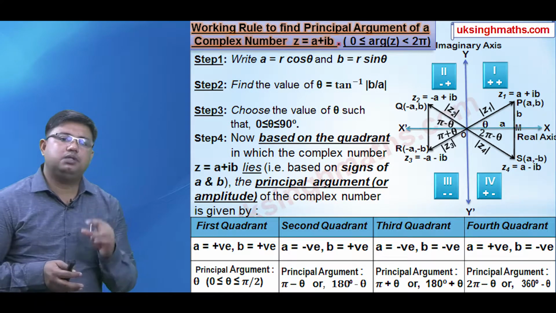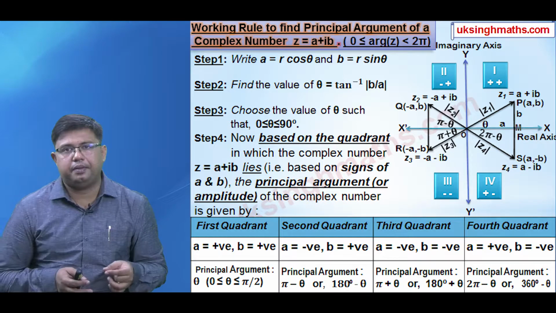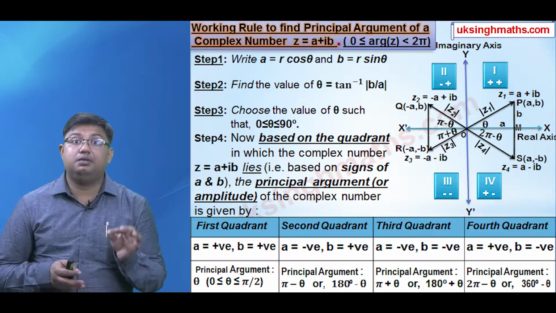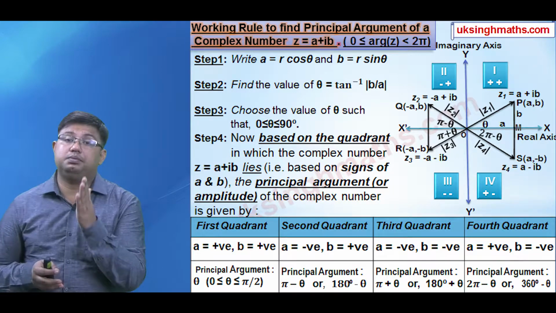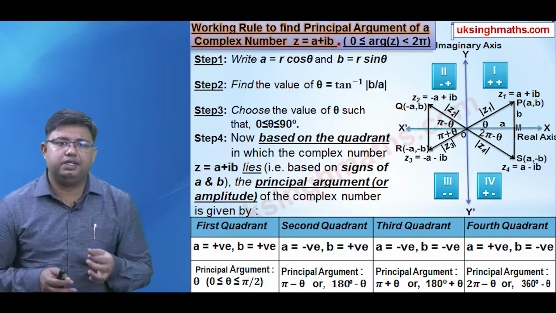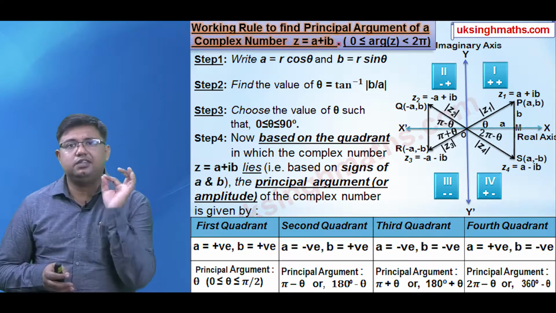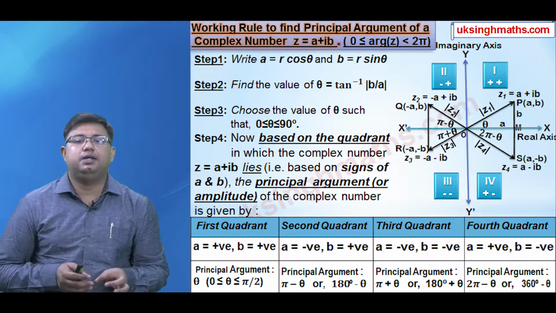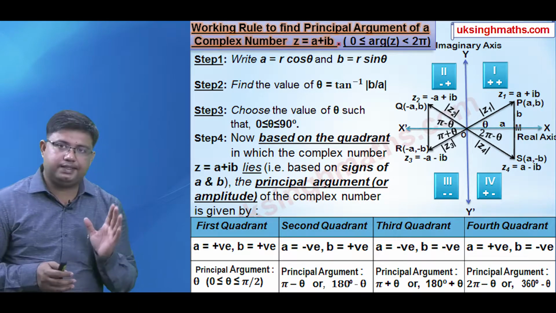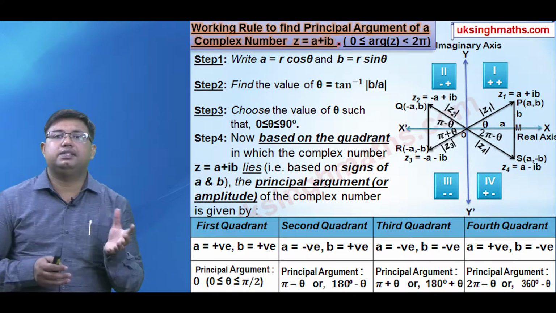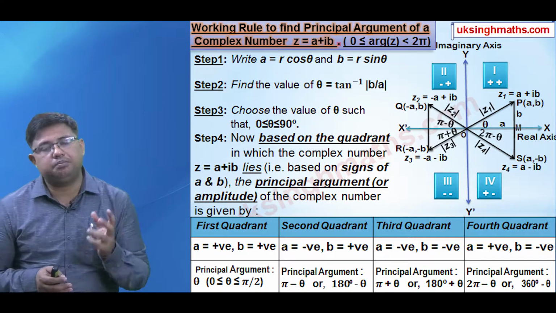Step 2: from the two values of step 1, you find θ equal to tan inverse of the absolute value of b by a. You only take the absolute value. Step 3: since θ is a multi-valued function, choose the value of θ which satisfies the inequality that θ is greater than or equal to 0 and less than or equal to 90 degrees, or θ is greater than or equal to 0 and less than or equal to π/2.